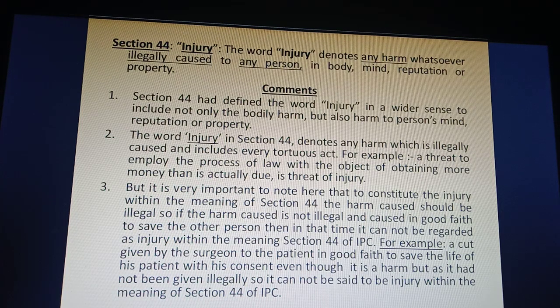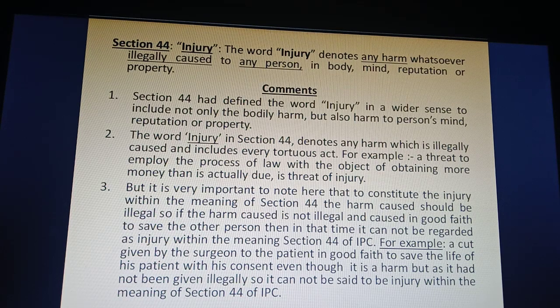But it is very important to note in this case that to constitute injury within the meaning of section 44, the harm caused should be illegal. So if the harm caused is not illegal and is caused in good faith to save the other person, then it cannot be regarded as injury within the meaning of section 44 of IPC.